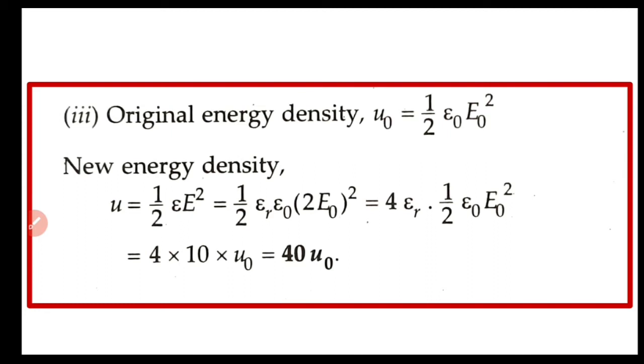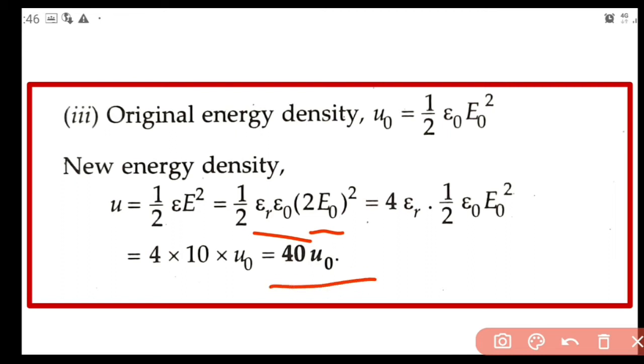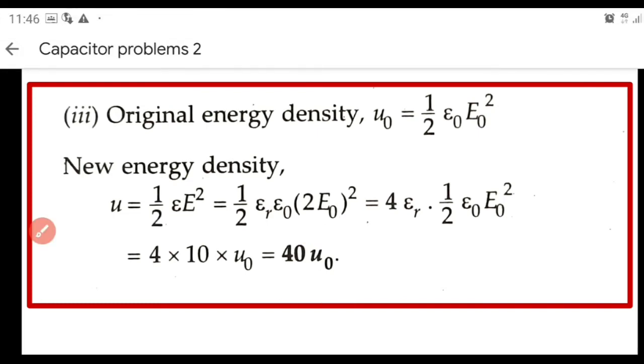So new energy density becomes what? Half epsilon E square. So here new medium is inserted, so that also is to be included. So that's epsilon r into epsilon 0. K or epsilon r both we can use, no problem. In the place of E we have 2E0. Got it? So when we expand, we will get 40 U0. So it becomes 40 times the original energy density. So that's the answer to that question.